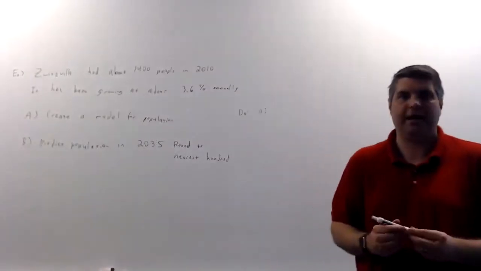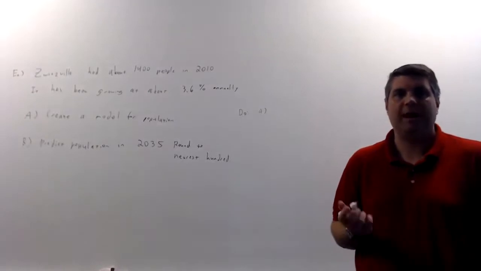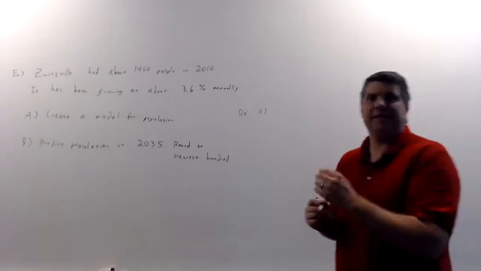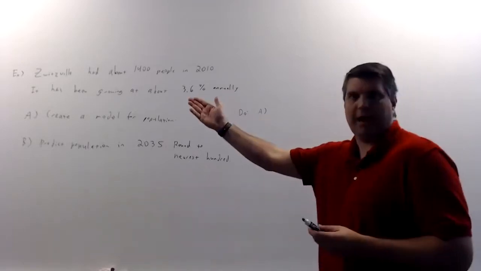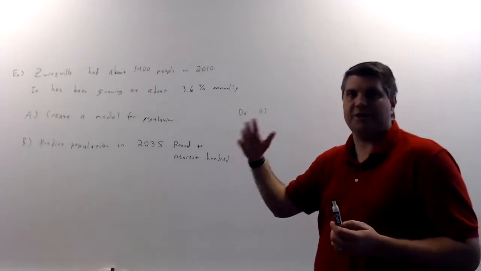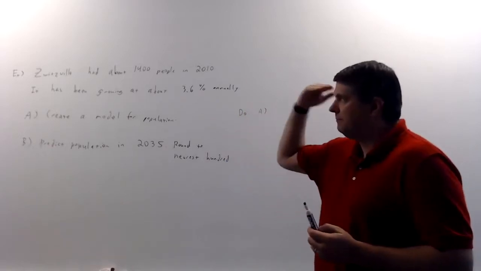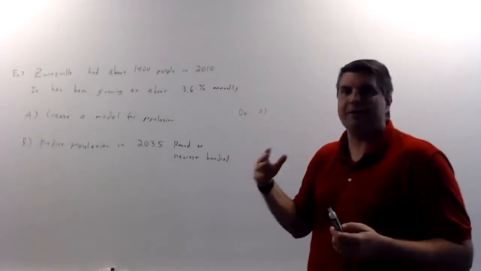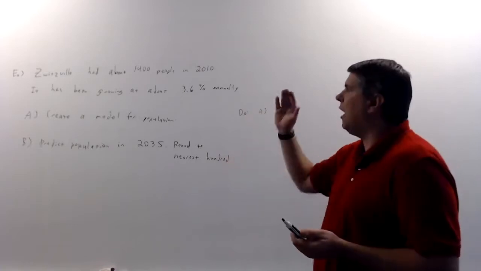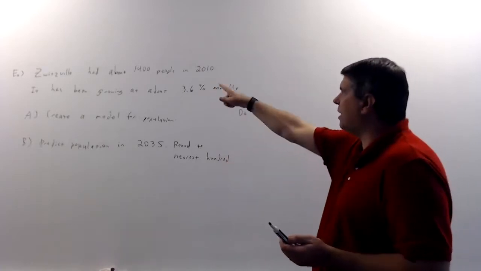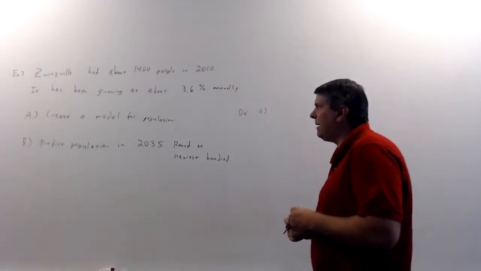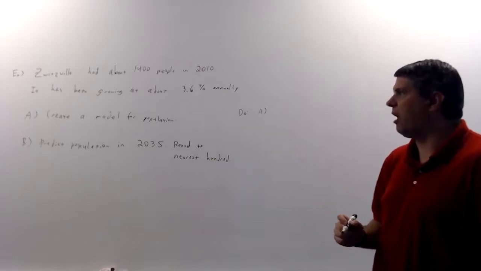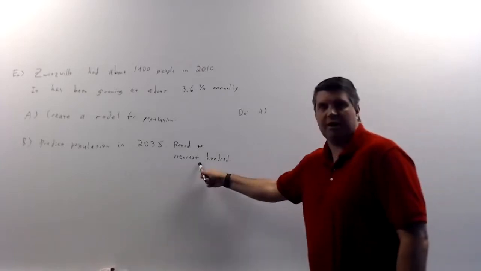What I intend to do here is create some exercises with exponential models, some examples with exponential models. So the fictitious town of Zwitzville, okay? I don't know whether a real town of that nature exists or not, but it's a fictitious town made up for this problem. If there's a Zwitzville somewhere, pretend it's in another state or another country. Zwitzville had about 1,400 people in the year 2010. It has been growing at about 3.6% annually. A, create a model for the population. B, predict the population in 2035, rounded to the nearest 100.